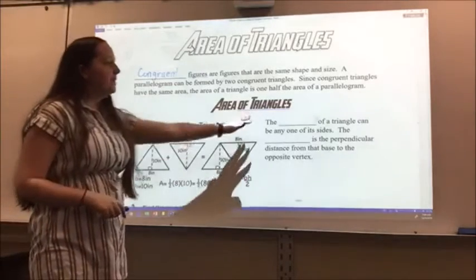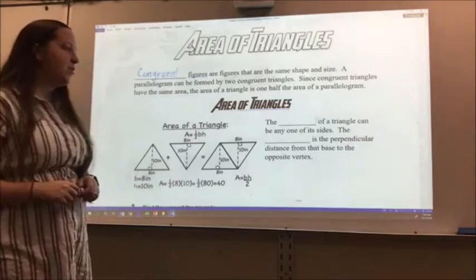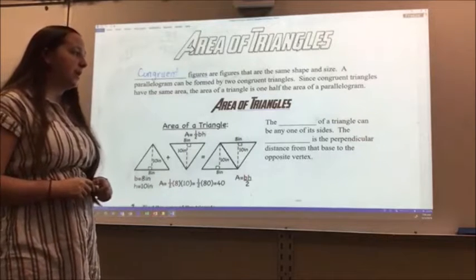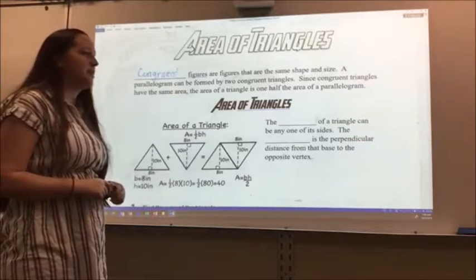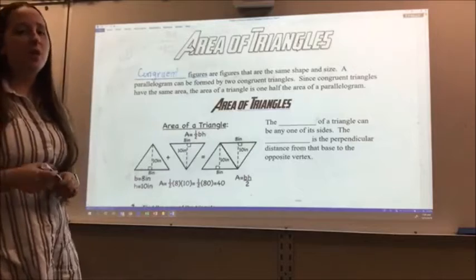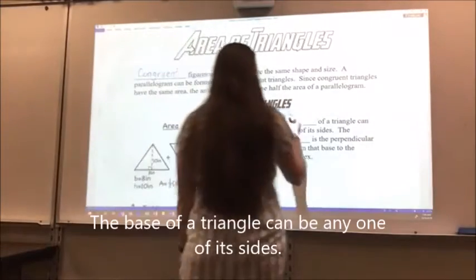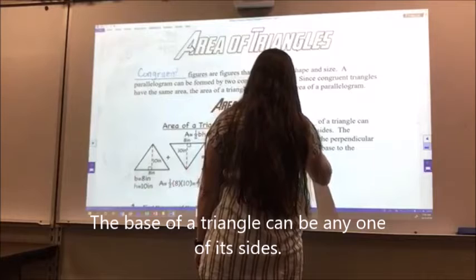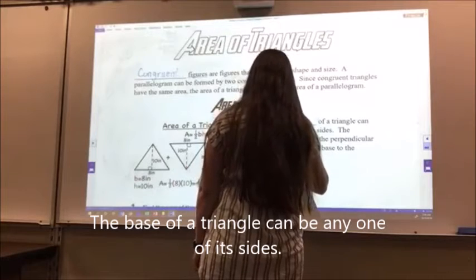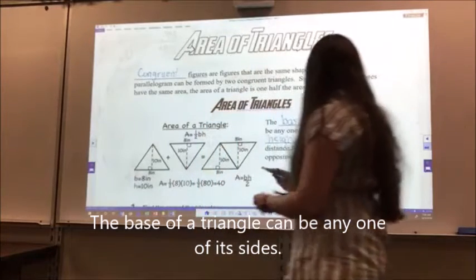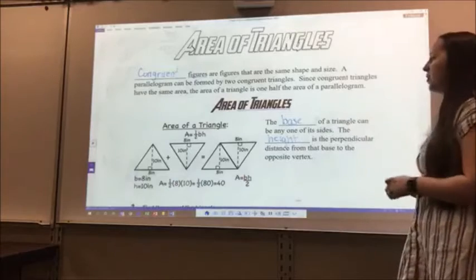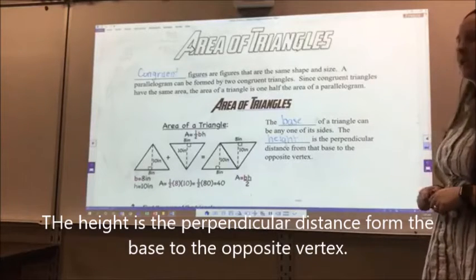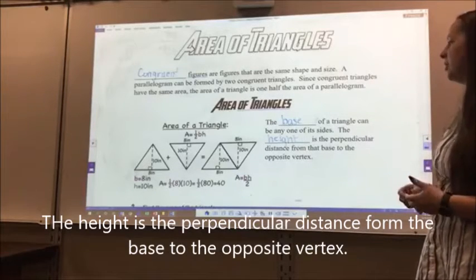So the blank of a triangle can be any one of its sides. The blank is the perpendicular distance from the base to the opposite vertex. So in those blanks, you're going to write base and height. The base of a triangle can be any one of its sides. The height is the perpendicular distance from the base to the opposite vertex.